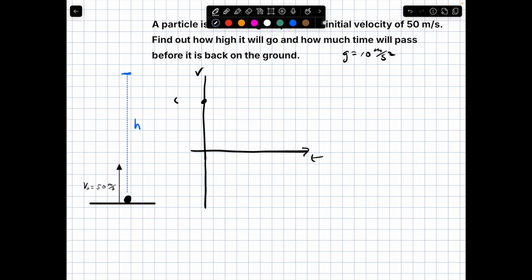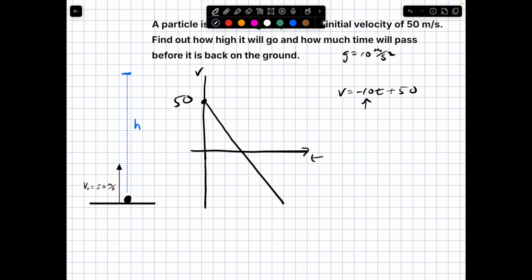Now the initial velocity is 50. The slope is -10, and I know it's linear, so I don't really have to think too hard about the equation being v is equal to -10t plus 50. The fact that the acceleration is constant means the velocity graph has a constant slope of -10.